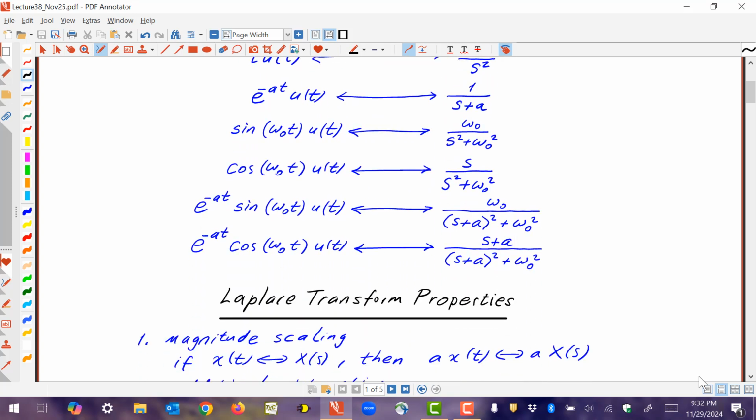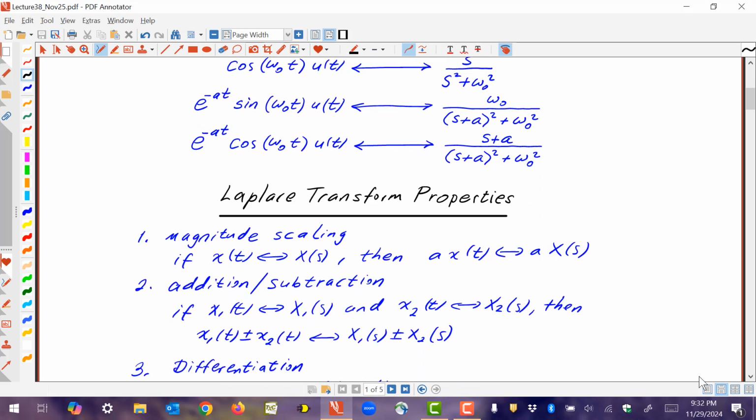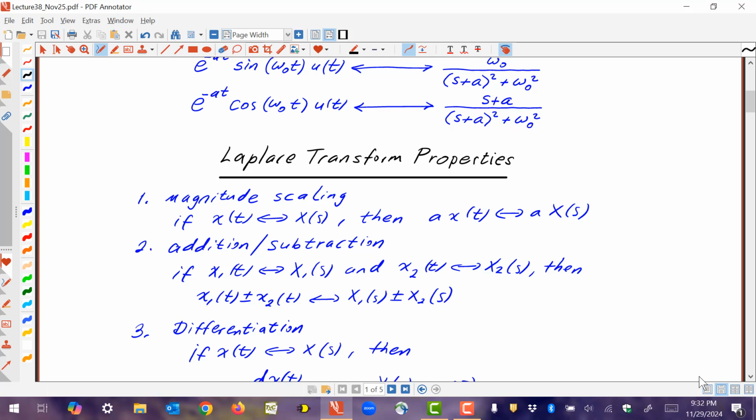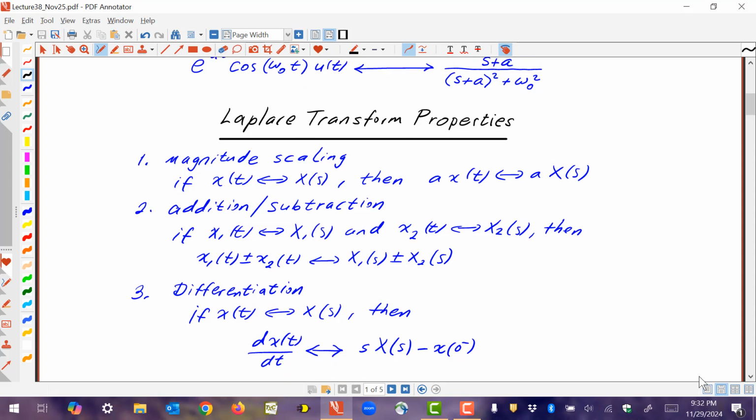Along with this, there are quite a few Laplace transform properties. But just to start with, the most important ones are the scaling property, the addition subtraction property, and the differentiation property. These have already been outlined, and you will typically find them in most coverage of Laplace transforms, typically in a course on differential equations. Basically, the scaling property has to do with the fact that if you scale the time function, you scale the Laplace transform by the same factor.